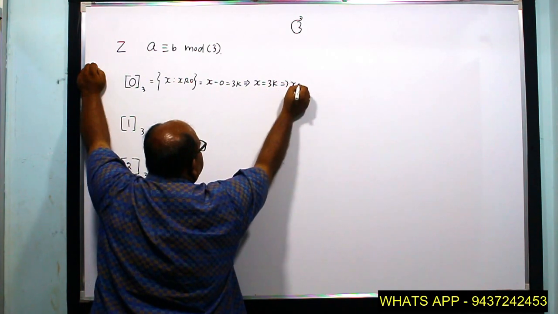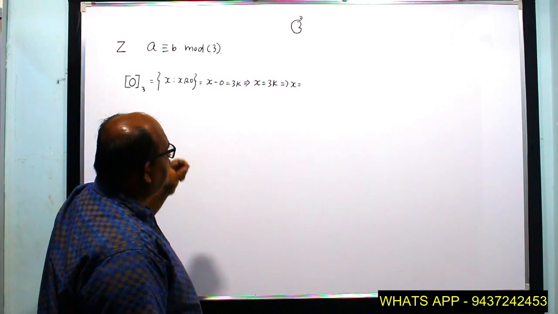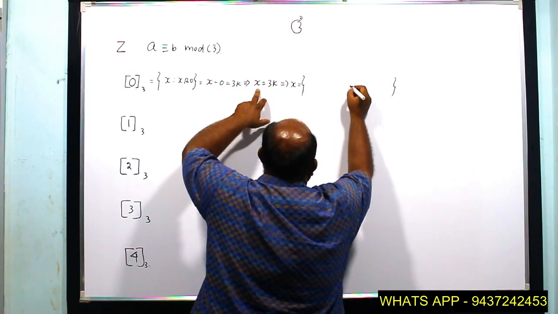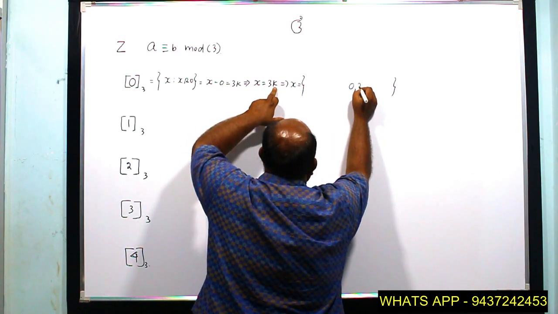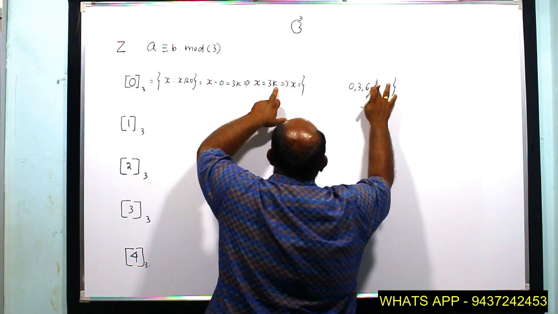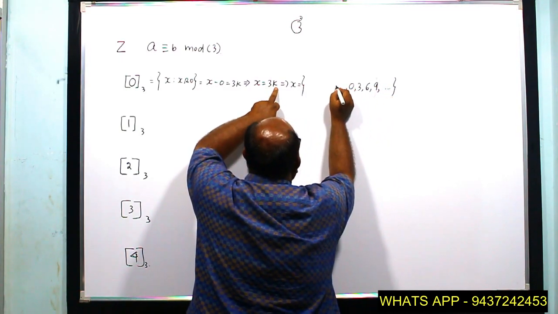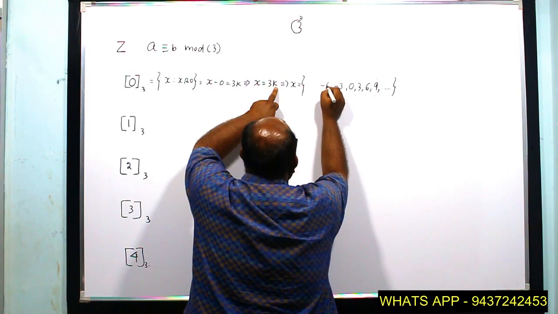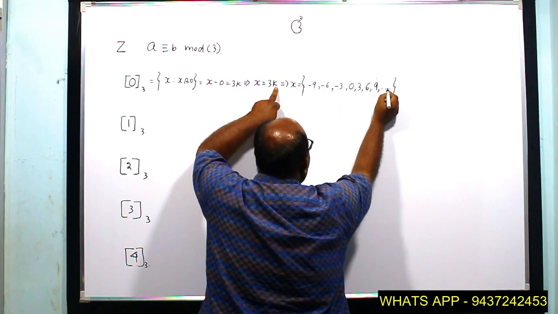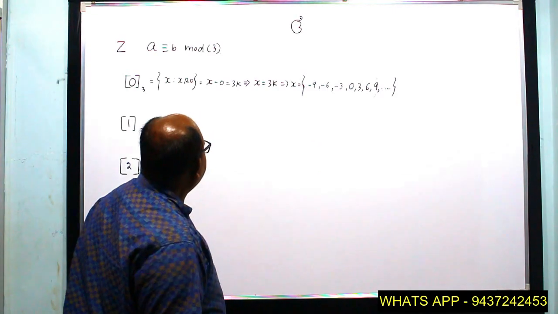This implies x is equal to, in place of k I can apply 0, plus 1, minus 1, plus 2, minus 2. So how to write this set? Put k is equal to 0, x is coming 0, then put k is equal to 1, 3, k is equal to 2, 6, k is equal to 3, 9. So putting k is equal to 3 we get 9, putting k is equal to minus 1 we get minus 3, putting k is equal to minus 2 we get minus 6, putting k is equal to minus 3 we get minus 9. Similarly in both sides many elements are there. This is one equivalence class.